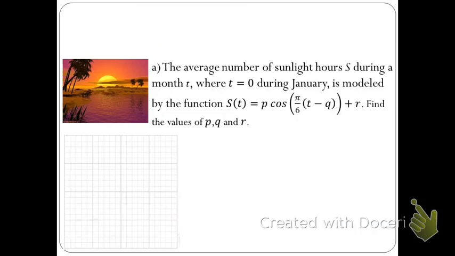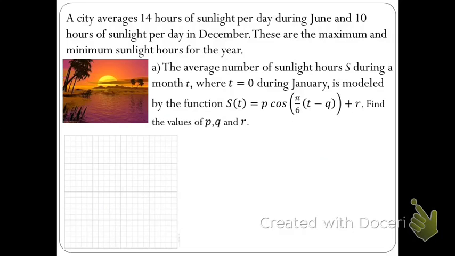Okay, now similar to what we had last time, I'm realizing the entire problem is not set here. Let's take a look at some more here. There we go. It says the city averages 14 hours of sunlight per day in June and 10 hours of sunlight per day in December, and these are the maximum and minimum sunlight hours for the year. Now, based on that, we're going to try to figure out what this equation is that will tell you how many hours of sunlight per day is averaged in this city depending on the month, T, that you're in.